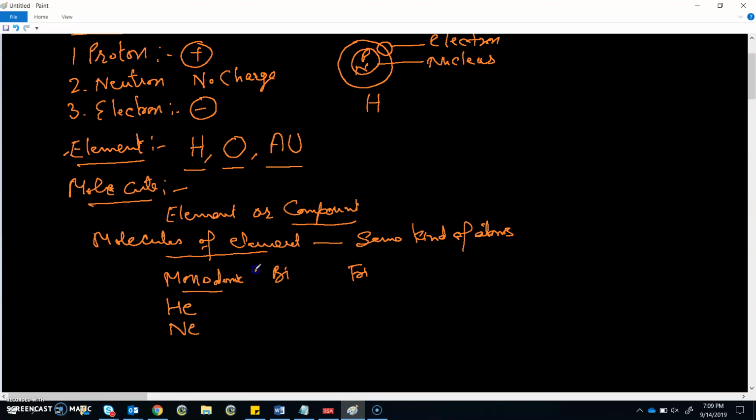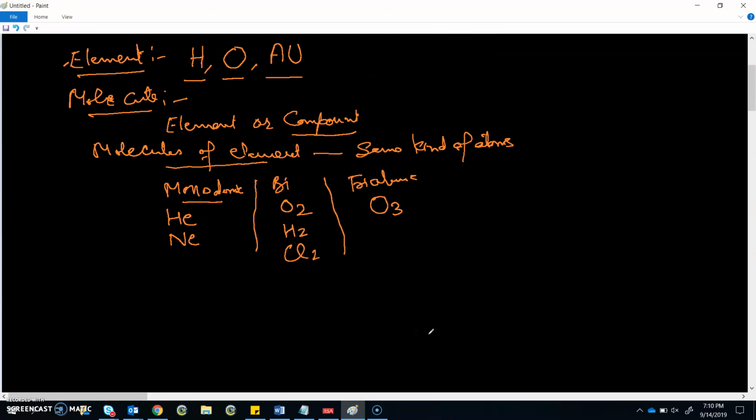These are inert gases. The second is biatomic, in which the same type of two atoms combine to form a biatomic element. You can take the example of oxygen. That means two O atoms combine. In the same way, hydrogen, chlorine you can take. These are the biatomic elements. Now take triatomic. For example, O3. Three atoms of oxygen combine to form the triatomic molecule, that is ozone.